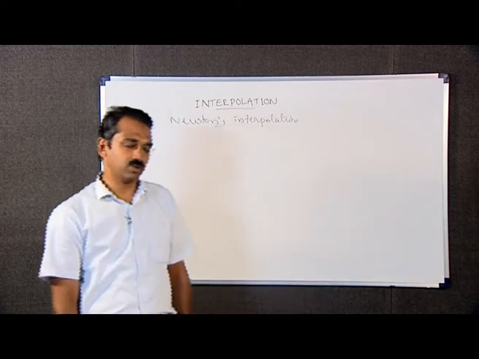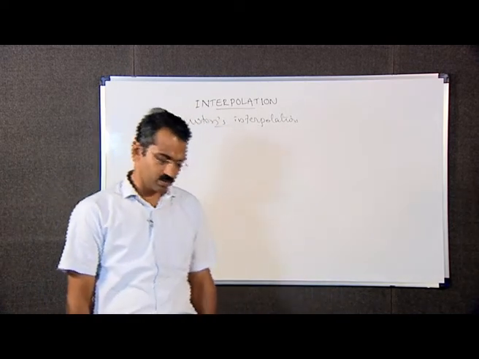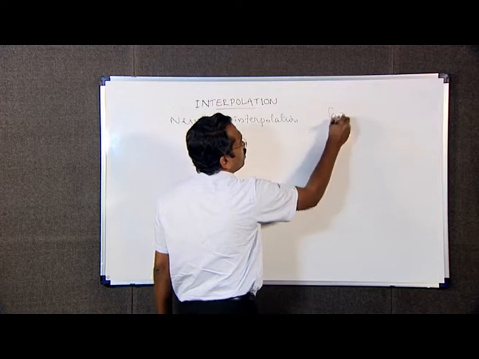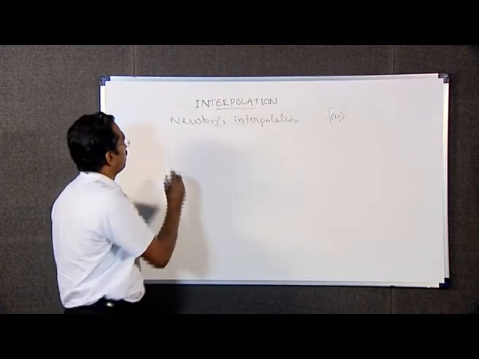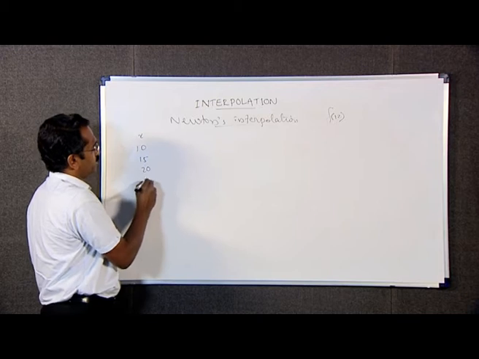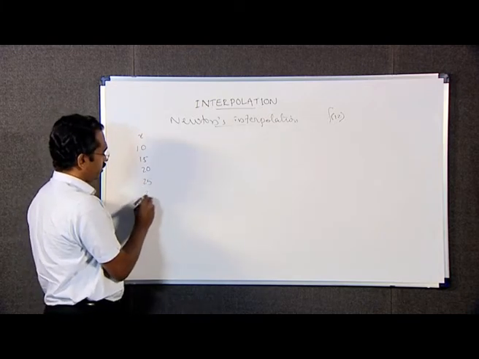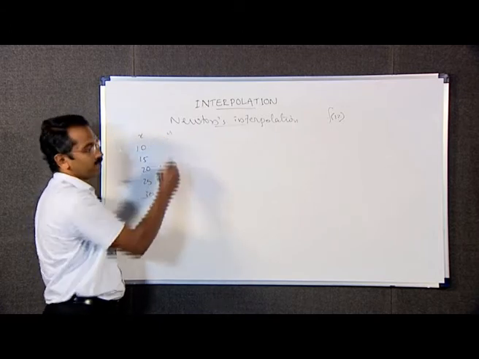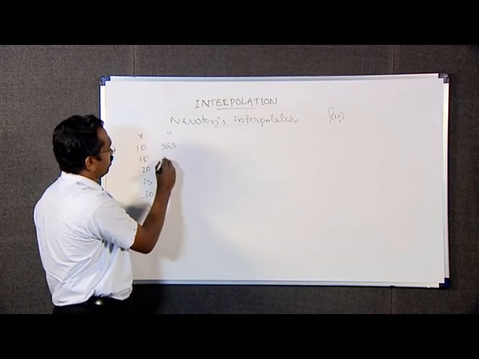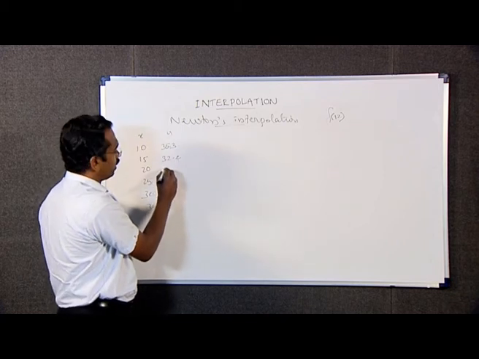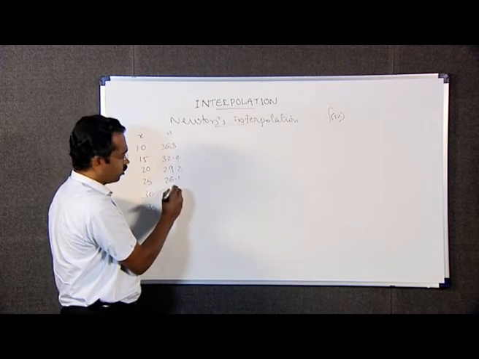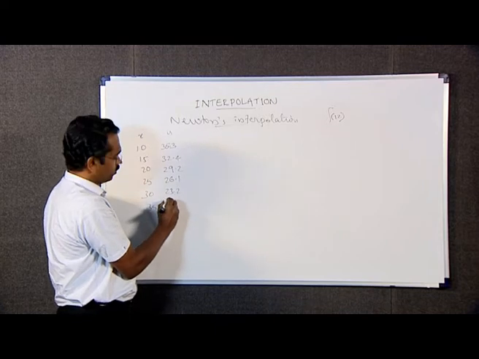Now, we have an example. The question is: obtain y, that is f of 12, from the given data. The values of x are 10, 15, 20, 25, 30 and 35. The values of y are 35.3, 32.4, 29.2, 26.1, 23.2, 20.5.